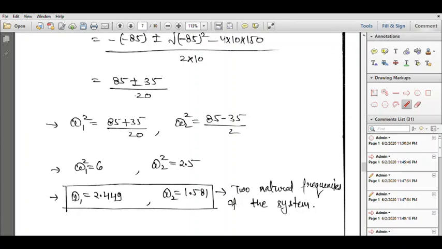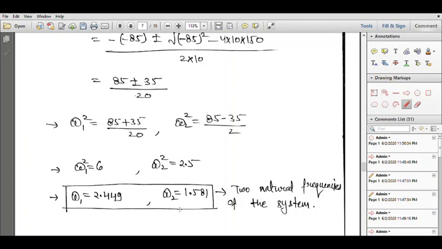Now what are these omega 1 and omega 2? Remember, omega is the natural frequency of the 2 degree of freedom system which we have taken. Initially we assumed omega n1 to be equal to omega n2, and both equal to omega. But here we are getting two distinct values of omega. Omega 1 is 2.449, omega 2 is 1.581. That means there are two natural frequencies of the given 2 degree of freedom system.